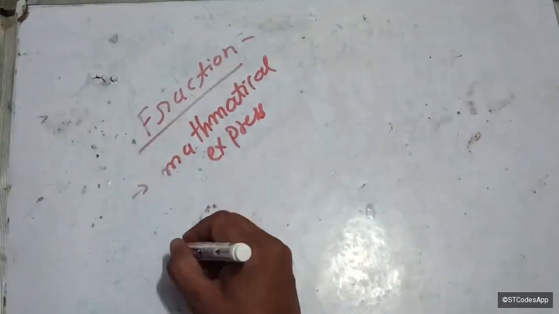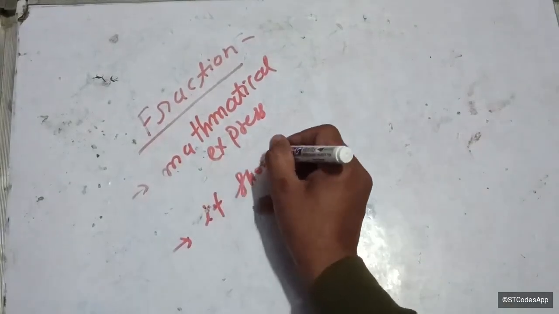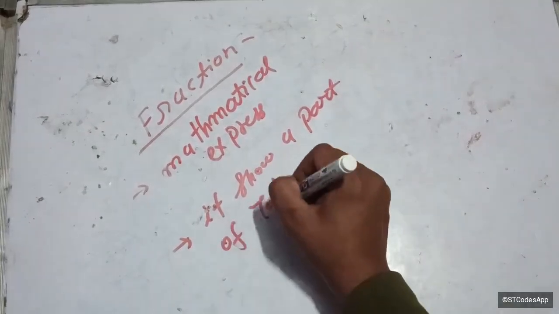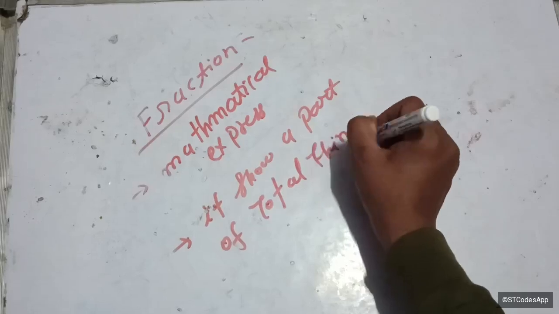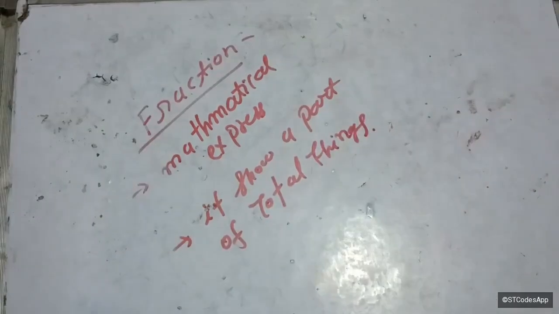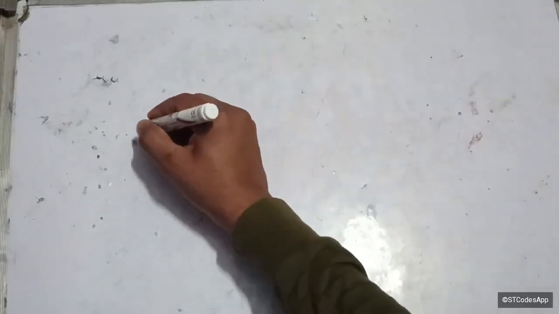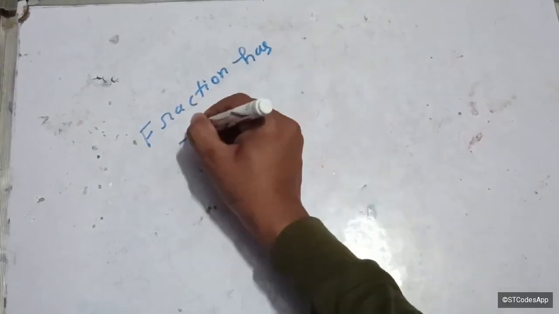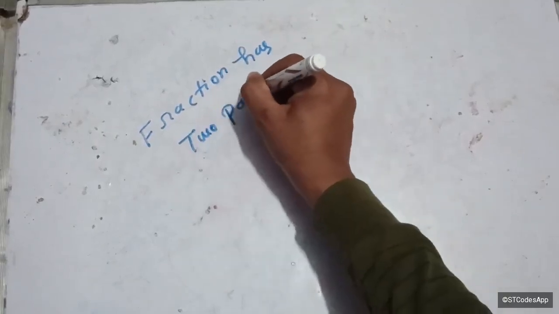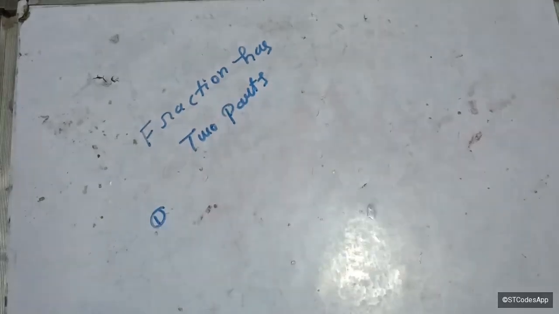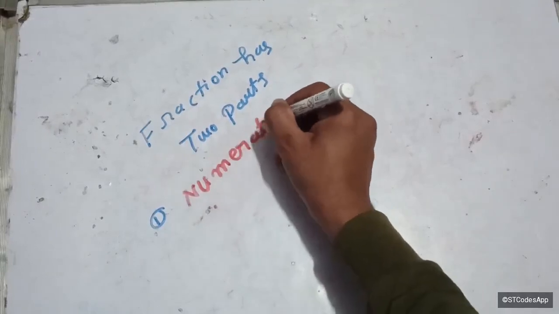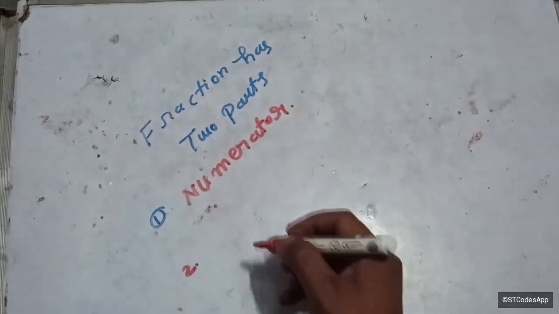So it shows a part of the total things. That's a fraction. A fraction has mainly two parts. First is the numerator, and second is the denominator.